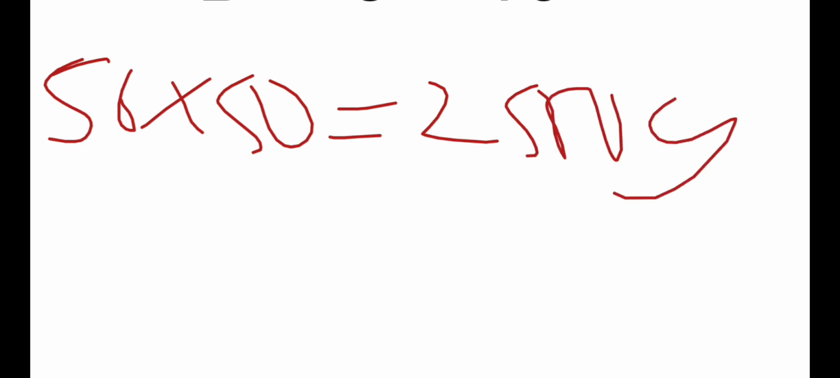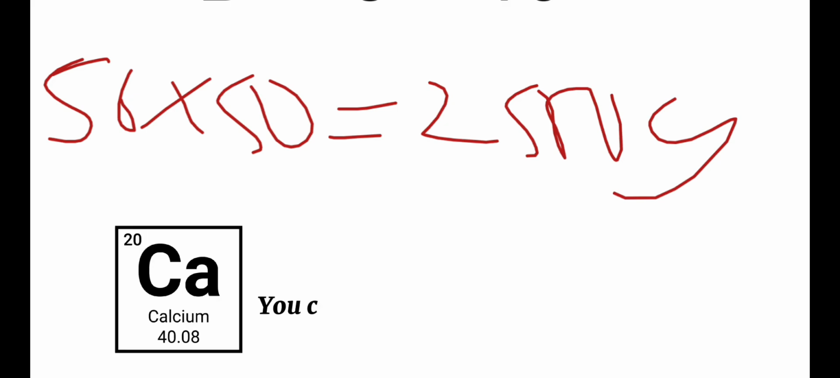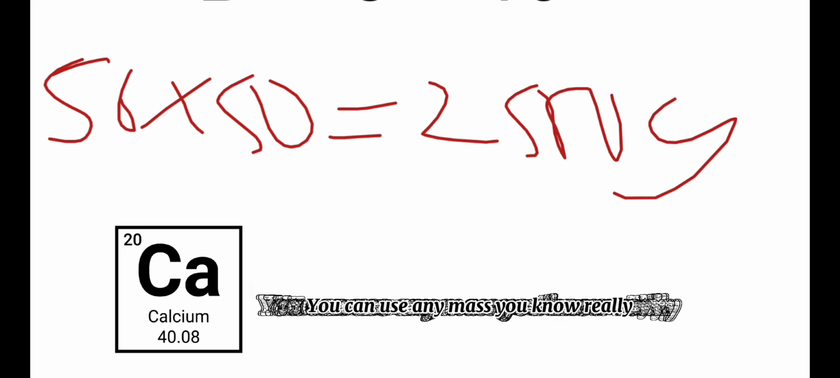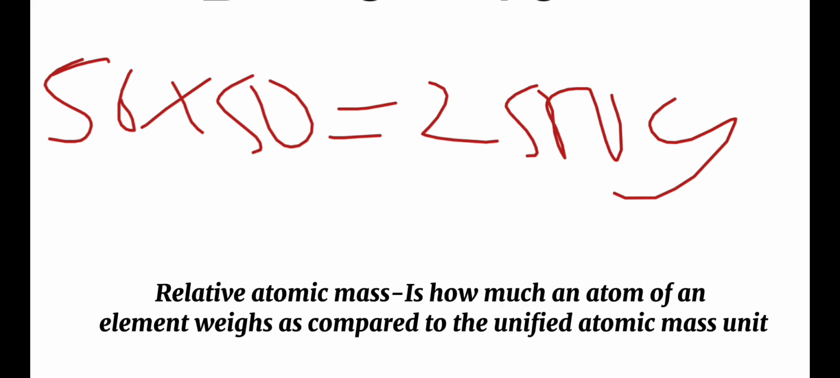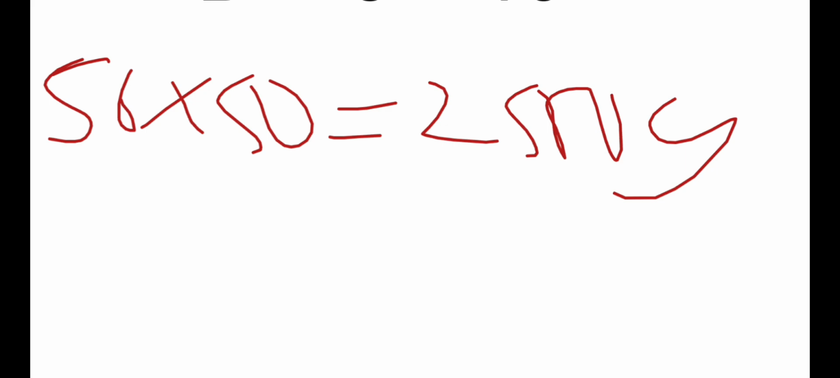Now here again, I can make another estimate from chemistry. I can just pick any Mr of a metal that I know. So if you haven't done chemistry, the Mr is just the relative mass of a molecule, or the relative atomic mass of an element, or the atom of an element rather. So it's how much an atom weighs as compared to the unified atomic mass unit. You do that in physics.